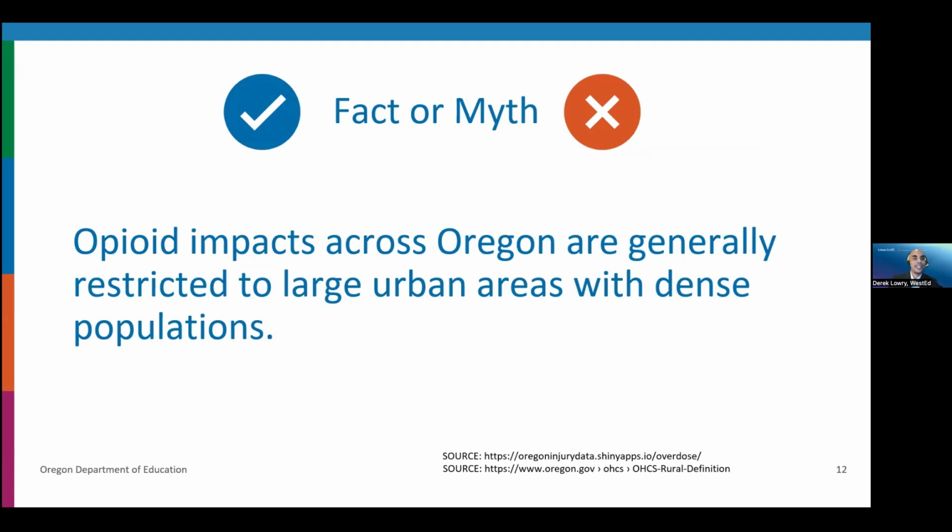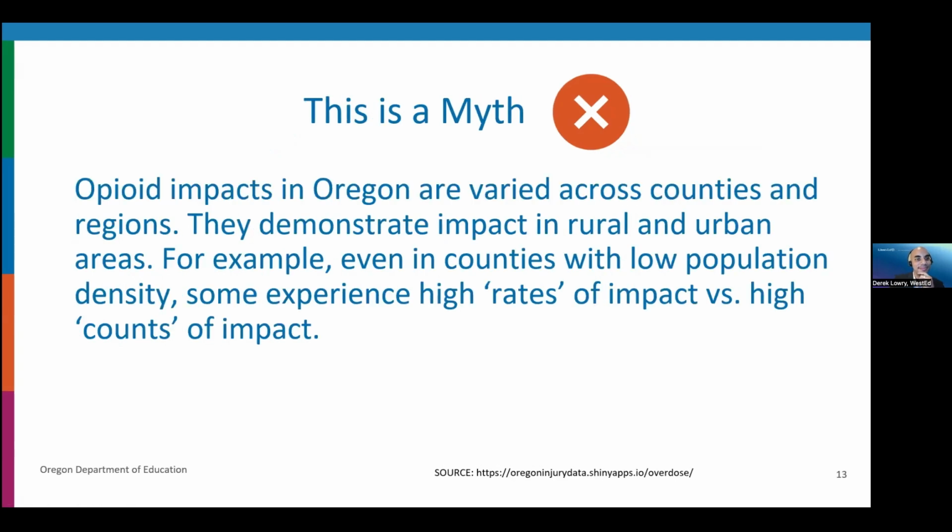Can you reflect the answer back out? So it looks like 100% say that this is a myth. This is a myth, so 100% are correct. Opioid impacts in Oregon are varied across counties and regions. They demonstrate impact in rural and urban areas. Even in counties with low population density, some experience high rates of impact versus high counts of impacts, and we'll get into that a bit later as well.